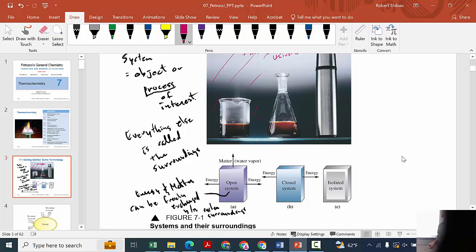So here, the open system, we don't really worry about that. The closed system is the most important. And here, energy is freely exchanged. Energy only, and so matter is not. All the matter is contained in it. You can see there's a stopper here, a ground glass stopper. It's an energy only exchange.